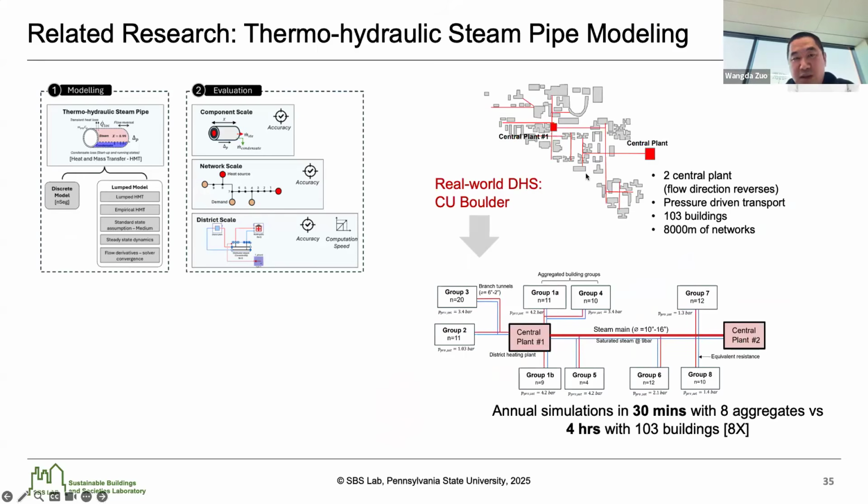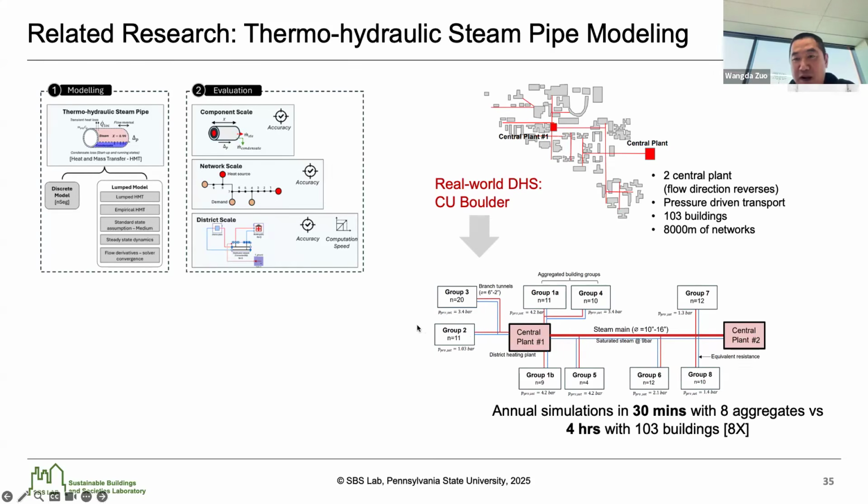And then she used the CU Boulder district energy system as a case study. This is a very interesting system. They have two boiler plants at two different locations of the network. Number one is on the west, and another one is central and on the east. So you can see the system becomes very complex. They have 103 buildings connected.